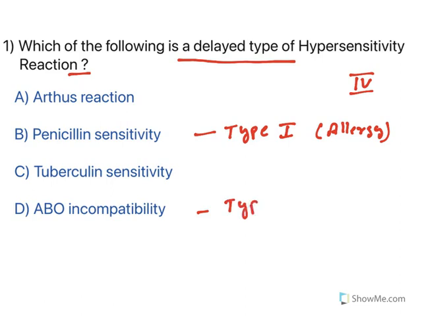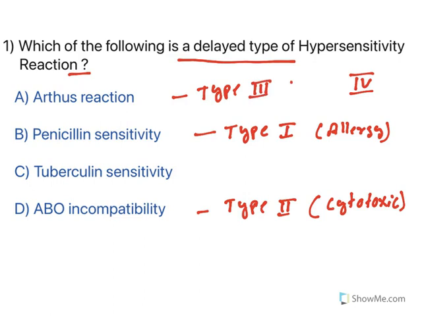Whereas type 2 is called ABO incompatibility, which is also known as cytotoxic. When different blood groups are transfused, this kind of incompatibility occurs, and this is very dangerous. It causes hemolysis. Type 3 is known as Arthus reaction. It occurs because of immune complex formation. Sometimes immune mediators will form a complex with antigen and antibody. That complex may cause hypersensitivity, which is known as Arthus reaction.